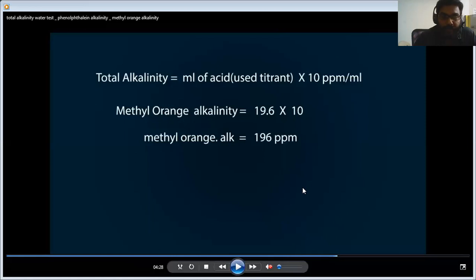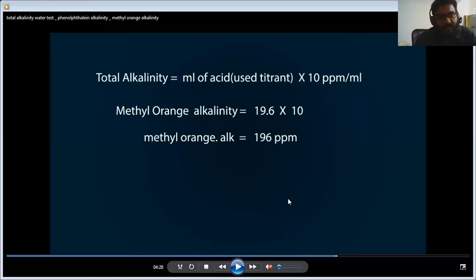Conical flask, burette, burette stand, magnetic stirrer, magnetic bar. By using all these apparatus with chemicals, we should calculate the total alkalinity. This is the total alkalinity. What are the main reasons for alkalinity in water? Why does alkalinity arise in water?